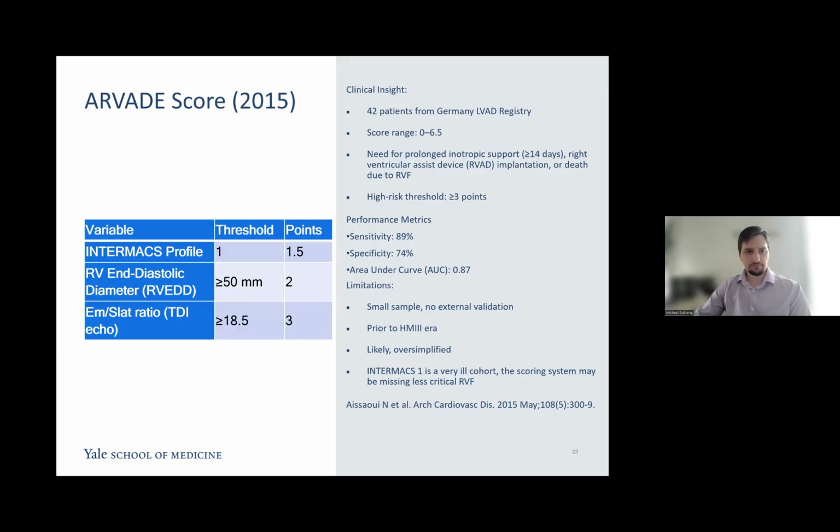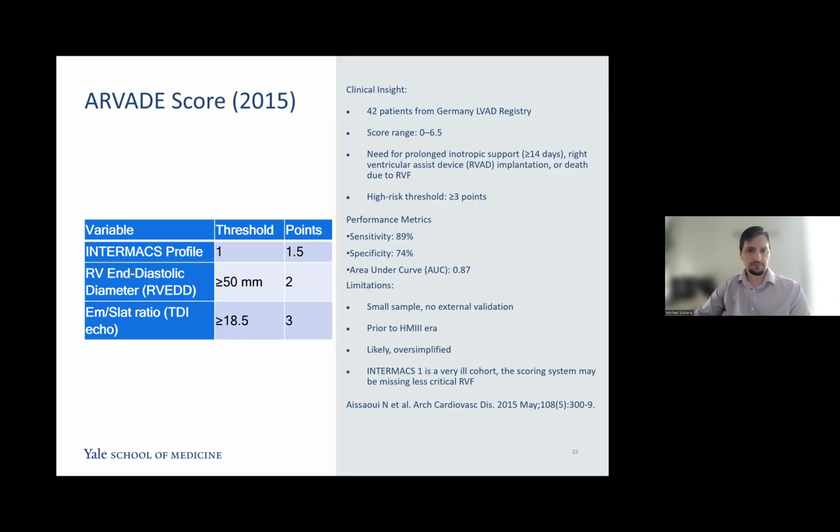In 2015, there was the RVAD score as well. This was from 42 patients in the German LVAD registry with scores ranging from 0 to 6.5. They defined RV failure in that score system as need for prolonged inotropic support greater than 14 days, right ventricular assist device implantation, or death due to RV failure. The high-risk threshold was set at greater than or equal to 3 points.